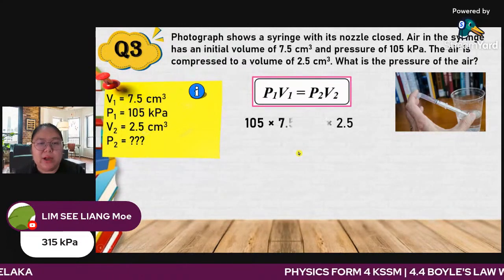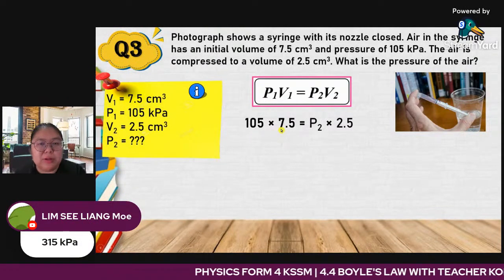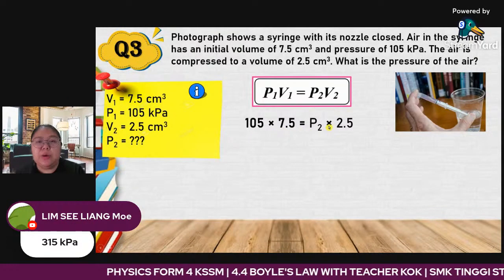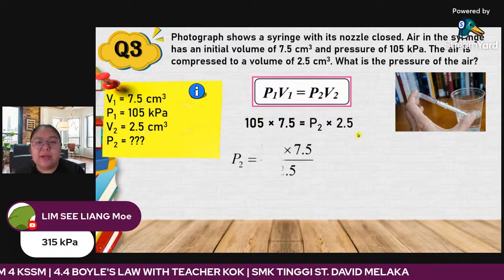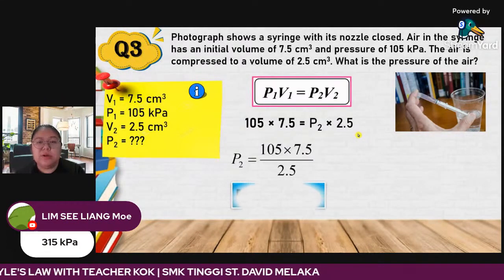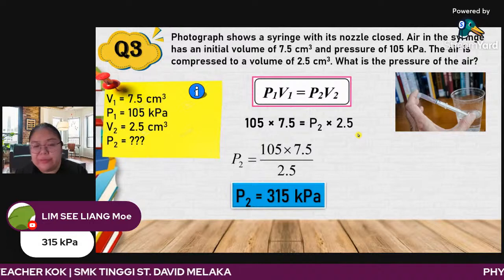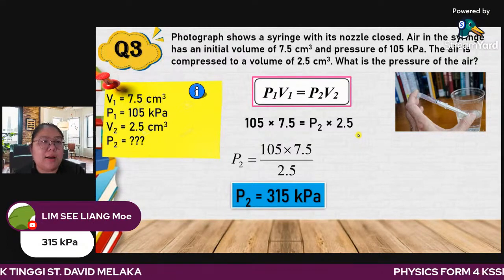So the calculation is 105 multiply 7.5 equals P2 multiply 2.5. Finally, I want to find P2. So the answer is 315 kilopascal.